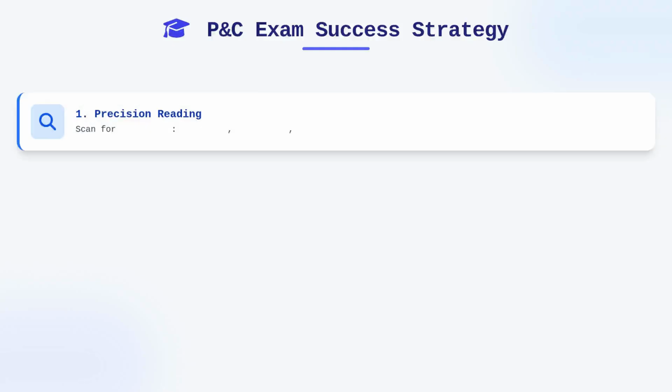As you prepare to sit for the property and casualty exam, success will depend as much on your test-taking strategy as it does on your mastery of the legal facts. Read every question completely, paying close attention to qualifiers like except, minimum, or specific day counts, which are frequently used to differentiate similar regulatory scenarios.